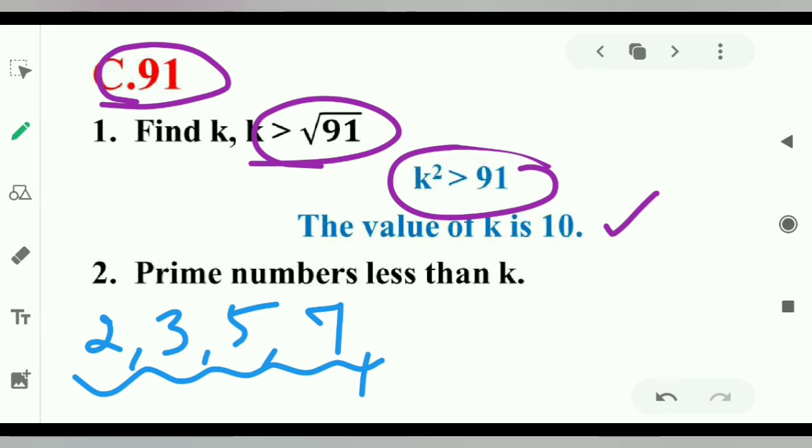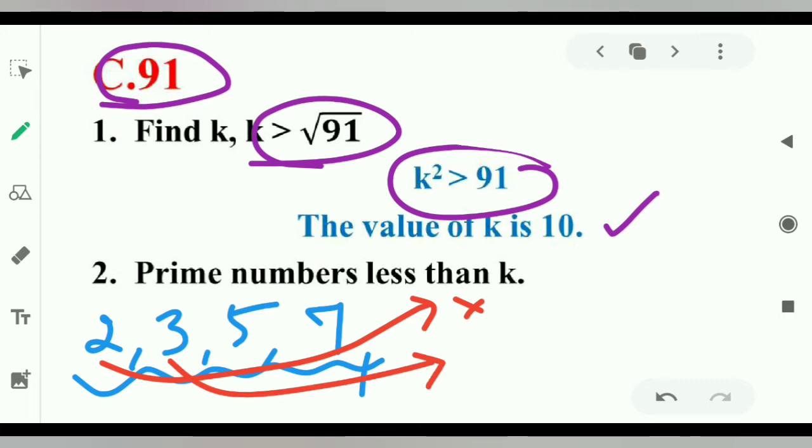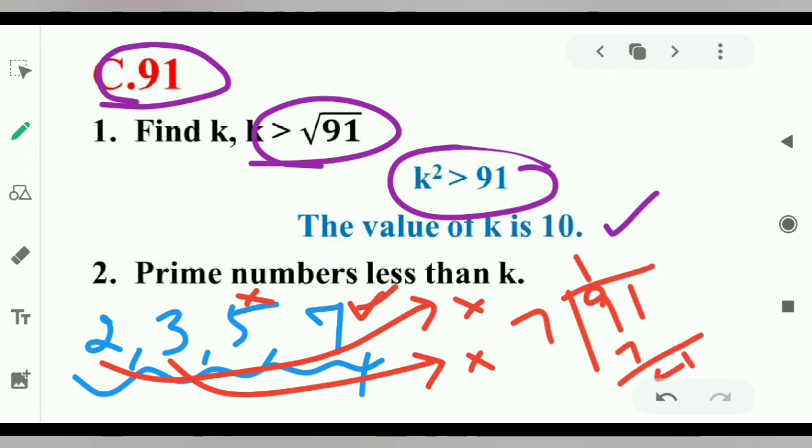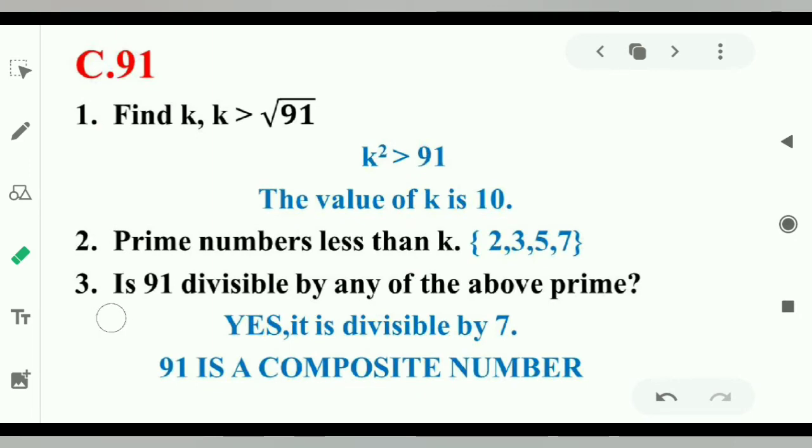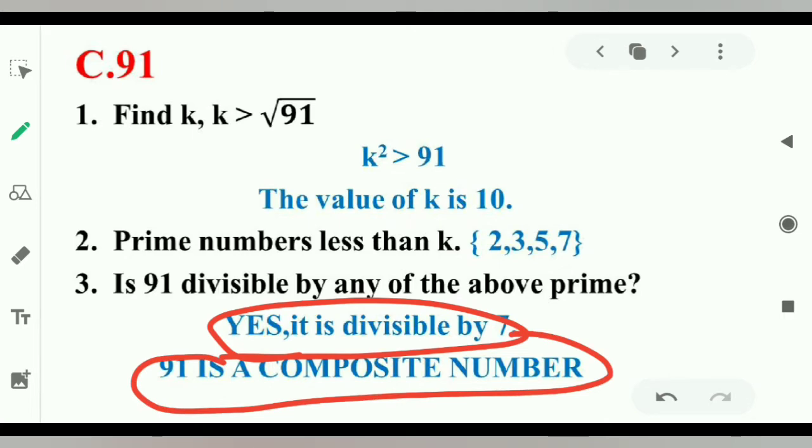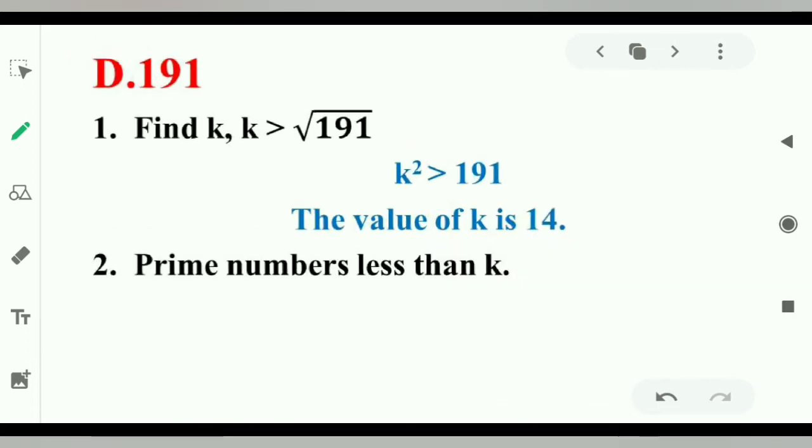Okay, let's check whether our given number 91 is divisible by 2. No. Whether it is divisible by 3? 9 plus 1 is 10. The sum is not a multiple of 3, which means 91 is not divisible by 3. Good. 5? No. 7? Yes. 91 is divisible by 7. So it is completely divisible by 7. So the answer to our third question is yes. When the answer is yes, our number is a composite number. Congratulations.